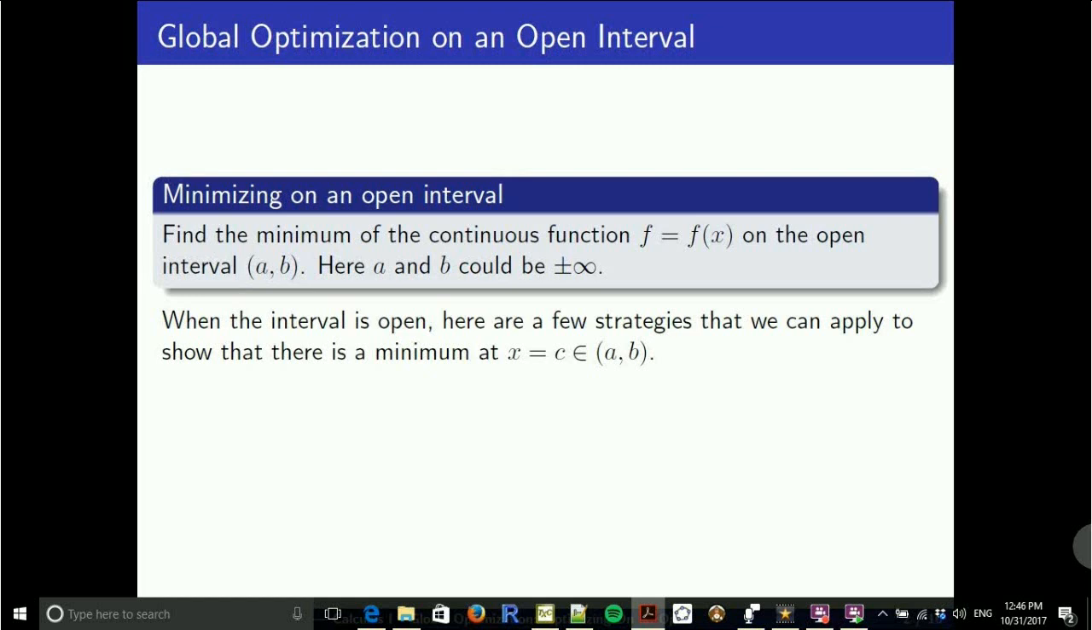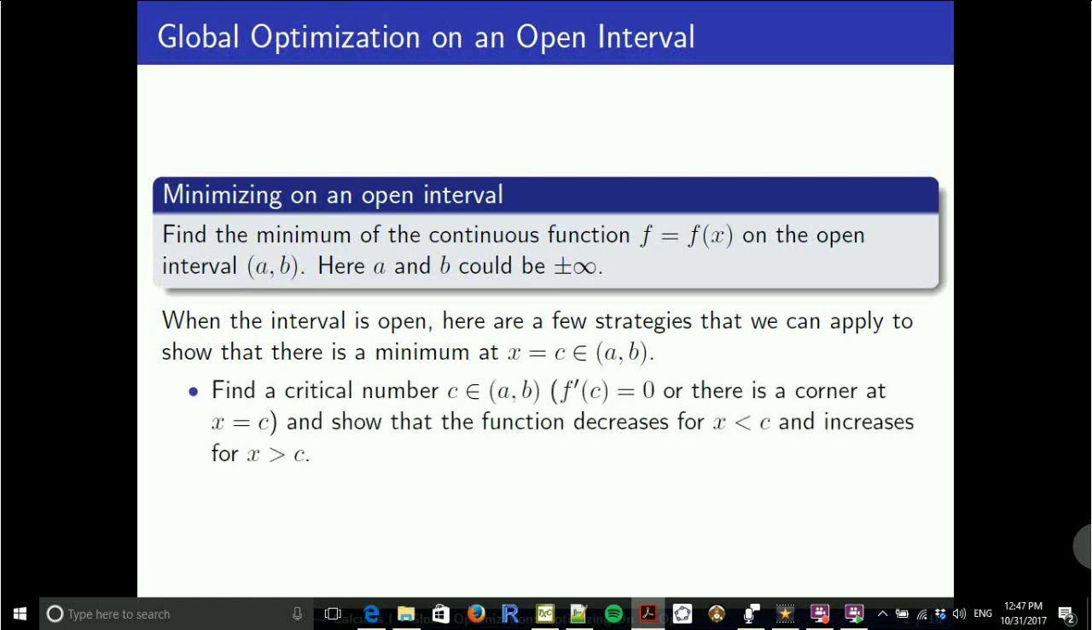Here are a few strategies that we can apply to show that there is a minimum at x equals c in the interval (a, b). We only consider finding the minimum to make this presentation shorter, but clearly all of the strategies presented here can be adapted to find a maximum.